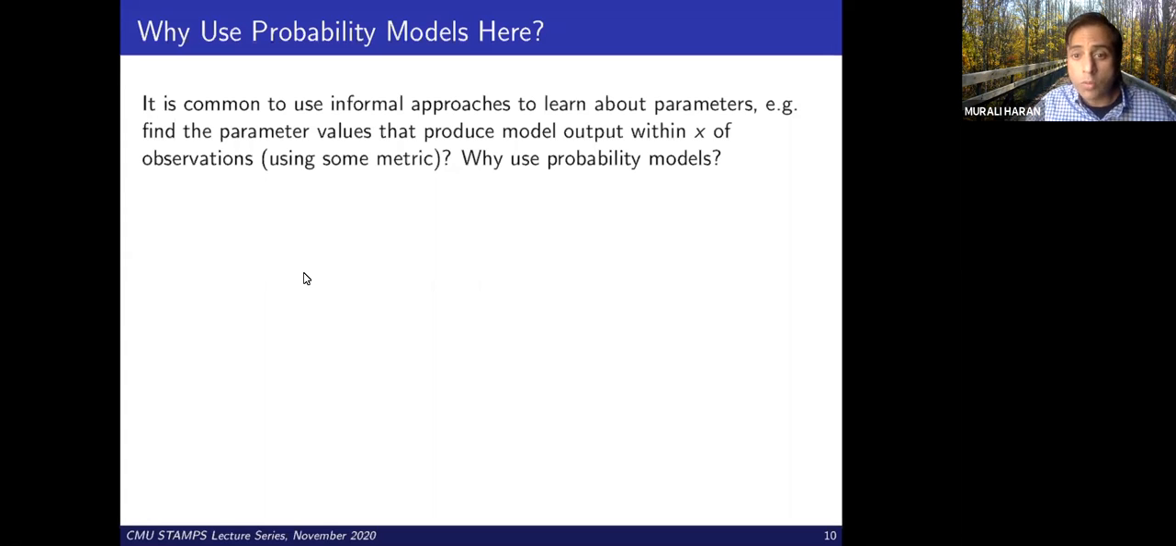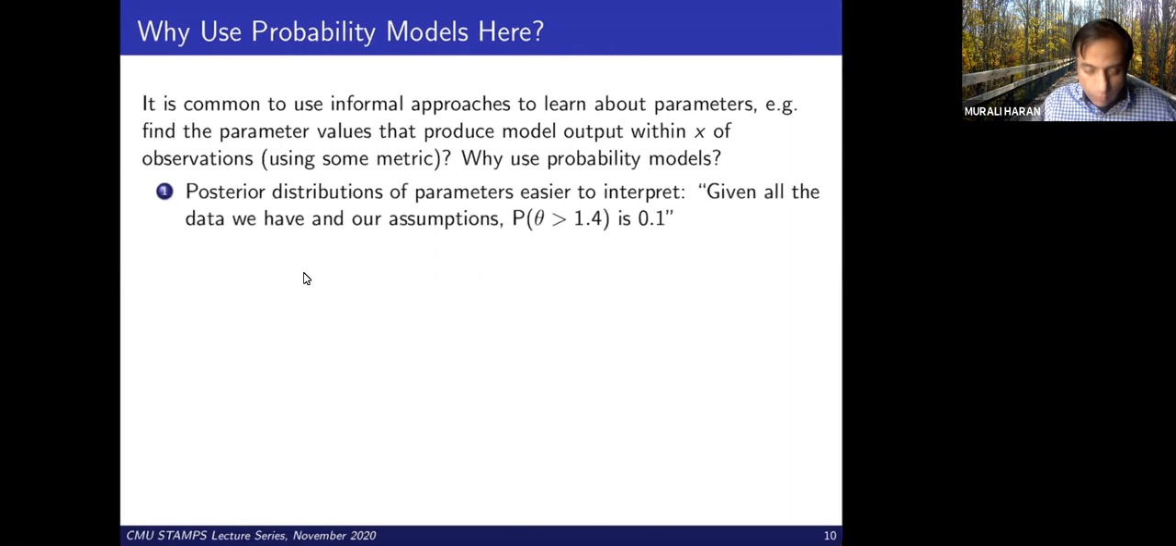And lots of people do fairly sensible things with this, but this is not using the language of probability at all. So why should we use probability models? So I feel like it's useful for us to often remind ourselves as well as our scientific collaborators why there might be some value in it, because maybe sometimes there may not be that much value in it. So here are a few reasons.